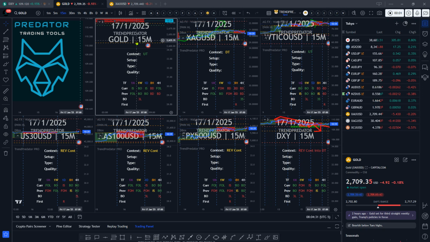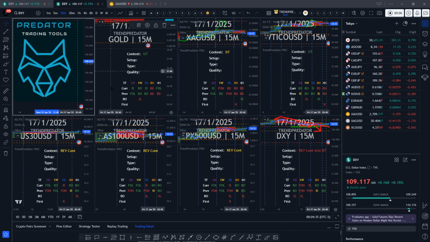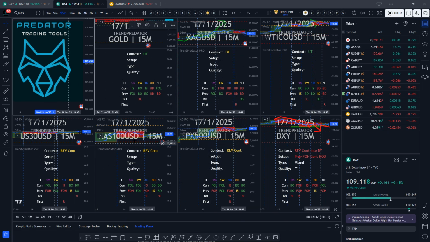Okay, the NASDAQ. Looking here at the TrendPredator Pro, I can simply glance and see that it's telling us reversal continuation is the context.